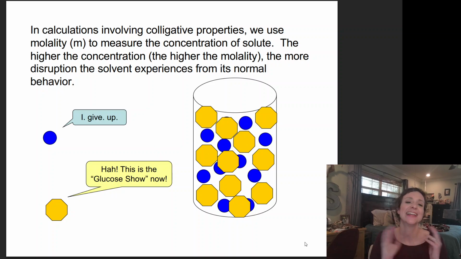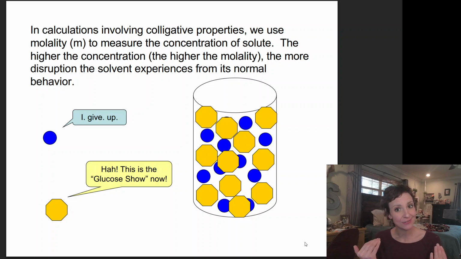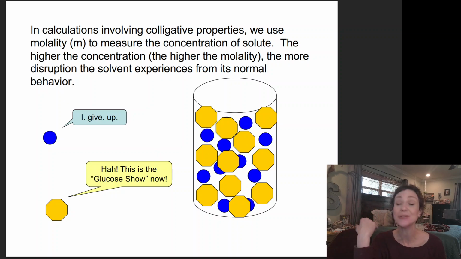All right. So in calculations involving colligative properties, we actually use little m, molality, to measure the concentration, or the amount of solute in that solvent. The higher the concentration, which means the higher the molality, the more disruption the solvent will experience from its normal typical behavior. Okay. So solute disrupts everything that the solvent usually is expected to want to do.